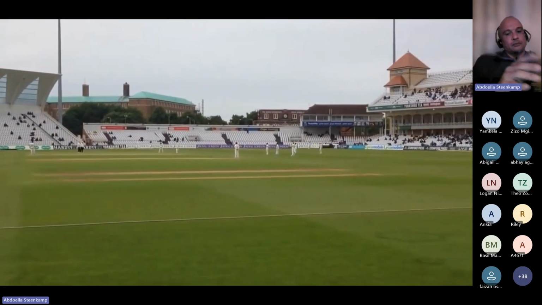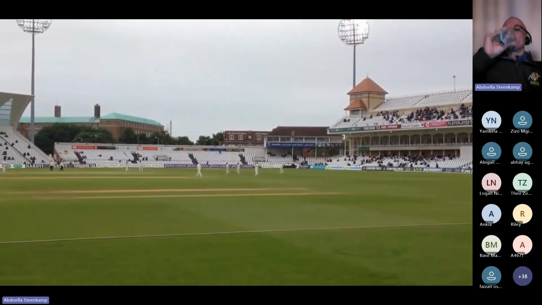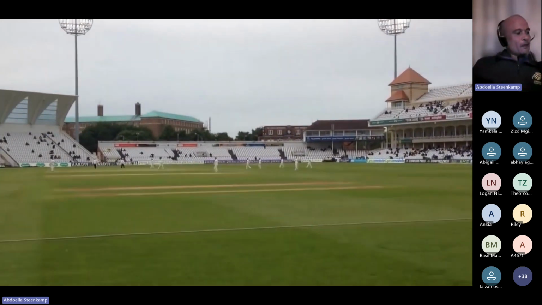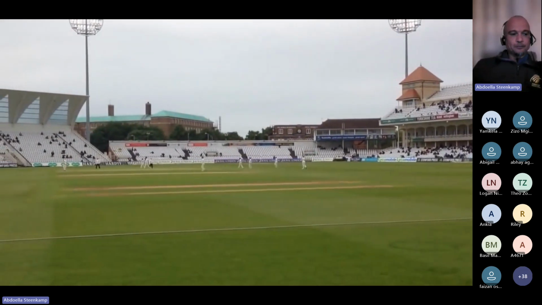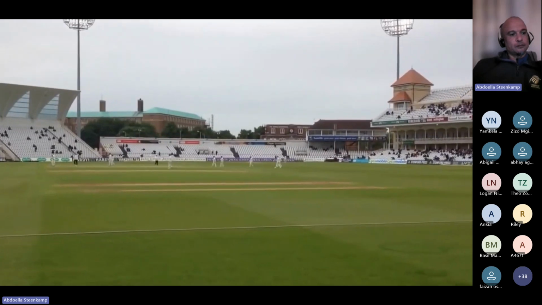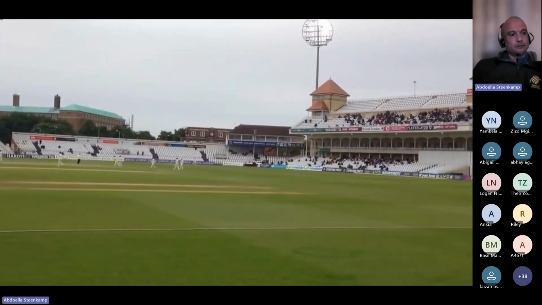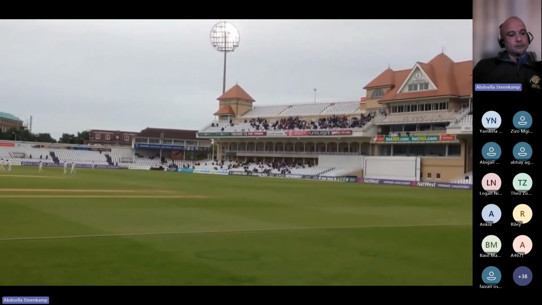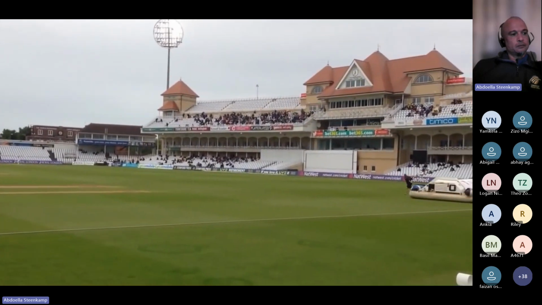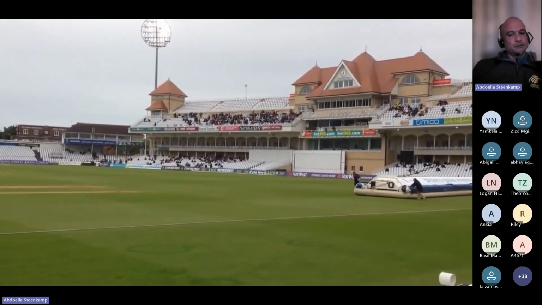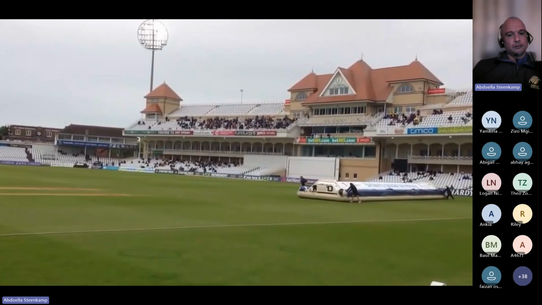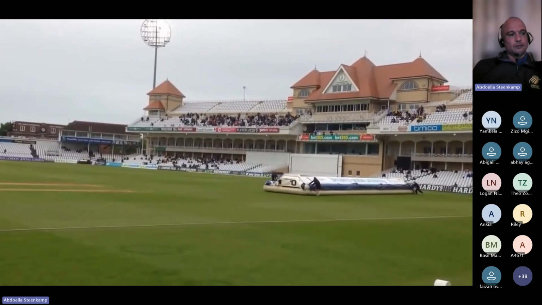This is the scene at Trent Bridge, Nottingham. Second day, the game between Nottinghamshire and Durham. The last week started to rain. Special cover was being brought into play and brought to the centre to cover the wicket.